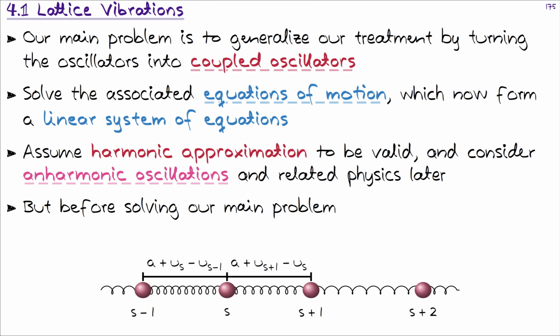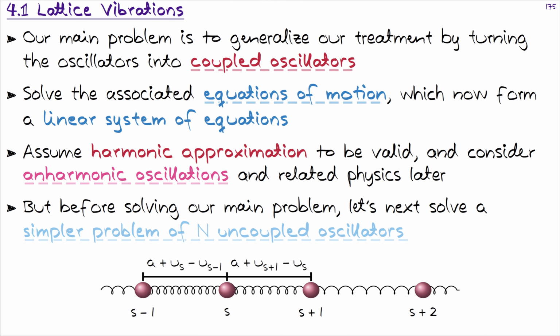And before we solve our main problem, which is that we have n coupled oscillators, let's just start by solving a simpler problem of having n uncoupled oscillators. This is the starting point. And once we know how this kind of system behaves, then we can easily generalize to n coupled oscillators. So let's forget for now the fact that we have springs, the forces that the atoms actually feel due to the fact that they have adjacent atoms in the system. So this is what we'll do in general in our section 4.1.